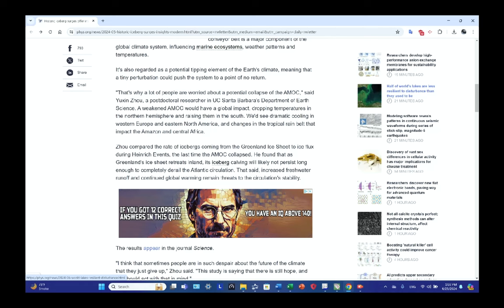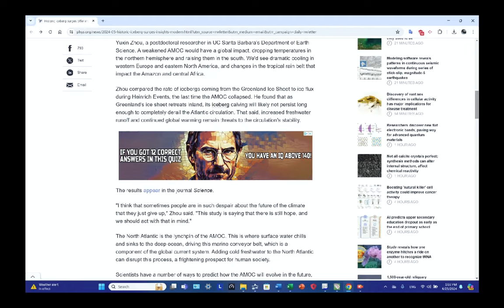So, Yuzhen Zhao, a postdoc researcher at UC Santa Barbara's Department of Earth Science, said that's why a lot of people are worried about a potential collapse of AMOC. A weakened AMOC would have a global impact, dropping temperatures in the Northern Hemisphere, raising them in the South. We'd see dramatic cooling in Western Europe and Eastern North America, the UK, Scandinavian regions, and Northern Europe as well, and changes in the tropical rain belt that impact the Amazon and Central Africa.